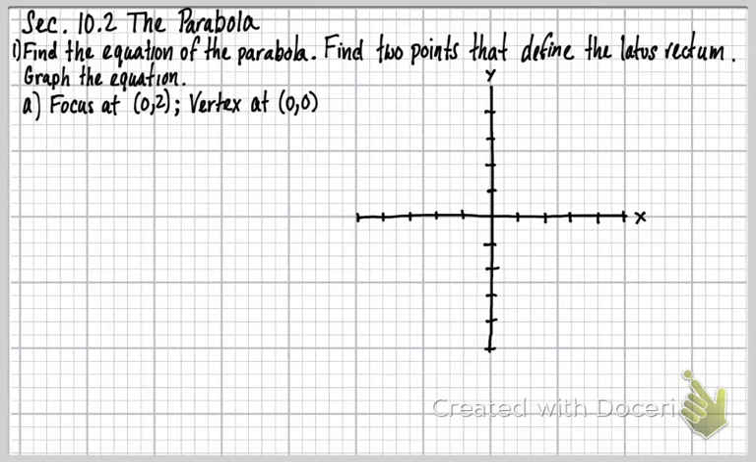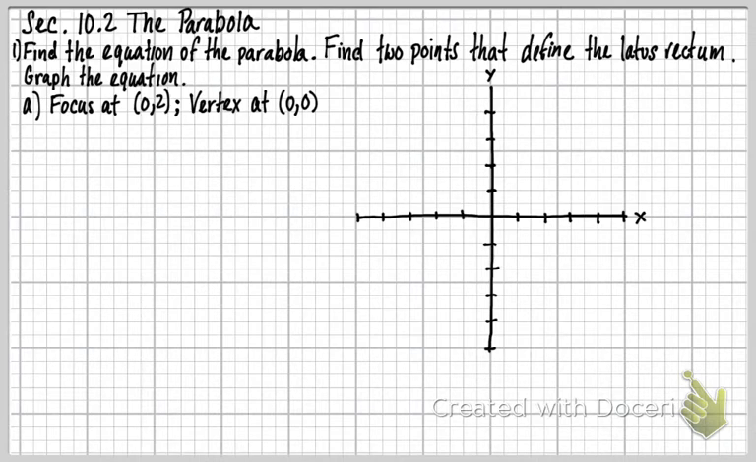So the first thing I always do in these, a lot of times you say find the equation of the parabola, but what I look at first is just the graph of those 2 points. And that tells me so much about the equation itself. Okay, so anyway, first it says the focus is at (0, 2). So I'm just going to graph that (0, 2).